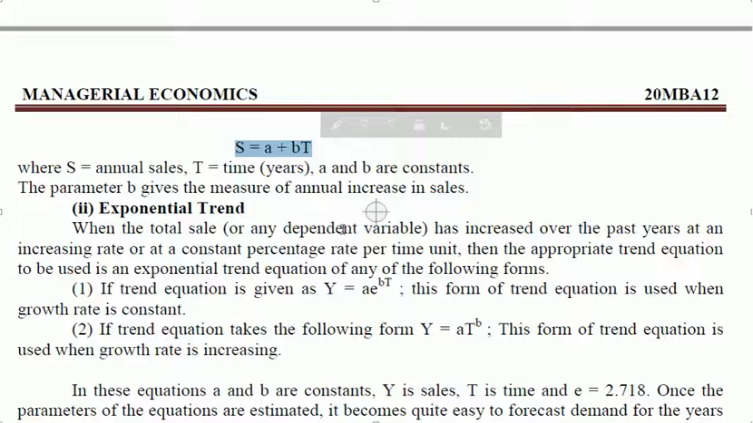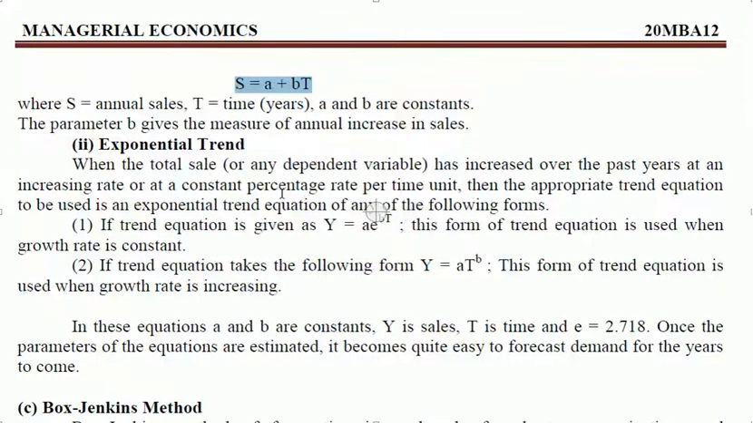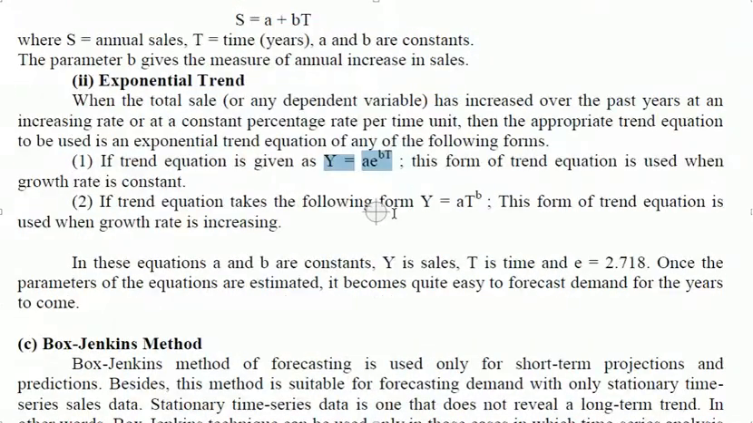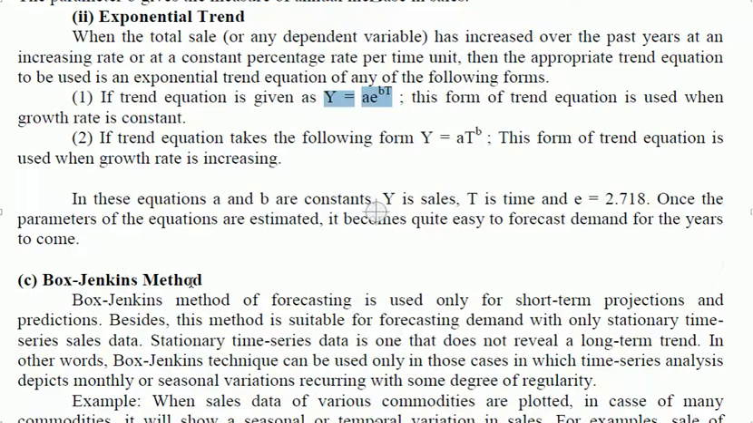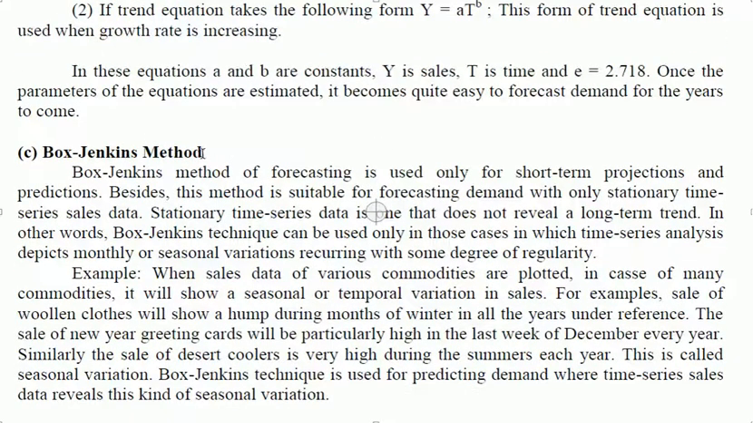So a linear trend will have a formula of a plus bt, where a is the constant and b is the coefficient of the variable t, which is time. That shows how the sales react as time passes. Whether it is linear, or if it is exponential, then it would be y equals a e raised to bt. Okay, so the trend is either linear or exponential.